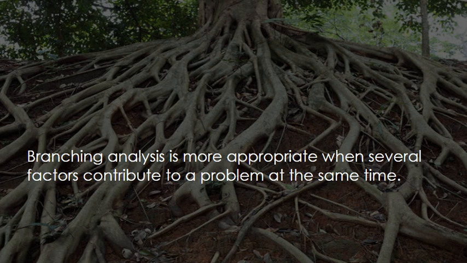Branching analysis is more appropriate when several factors contribute to a problem at the same time. If asking the first why produces multiple valid answers, each contributing factor should be explored separately to understand how the causes interact. For example, if project deadlines continue to be missed, the analysis may reveal several contributing factors, such as changing requirements, limited testing resources, and unclear approval processes. Each factor may require its own series of why questions.